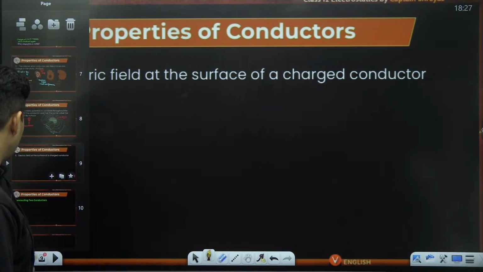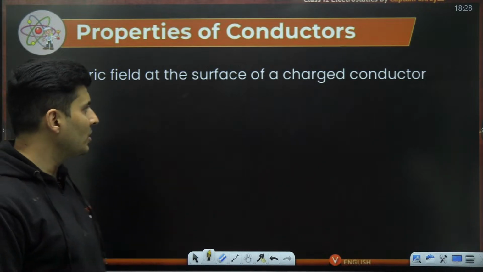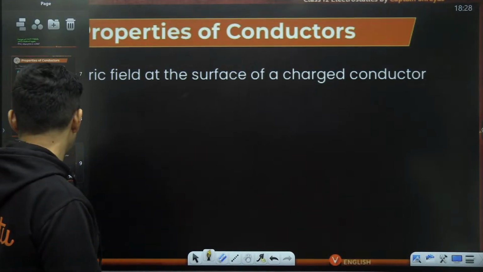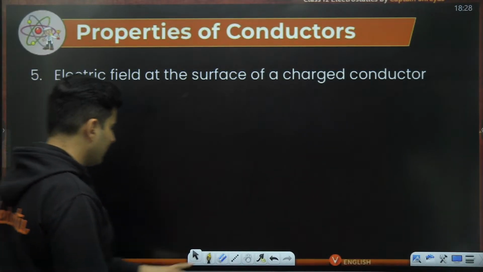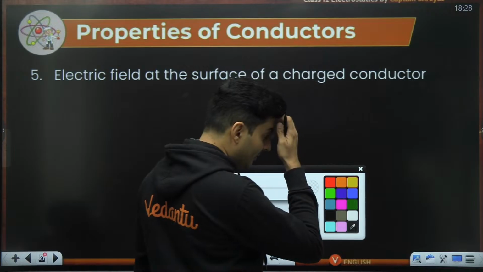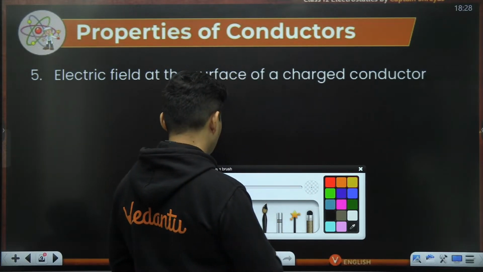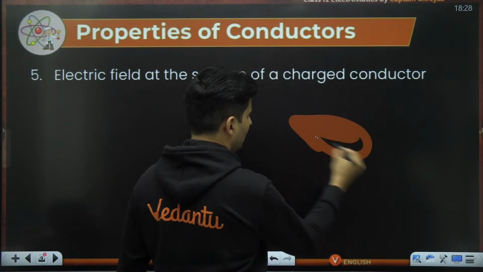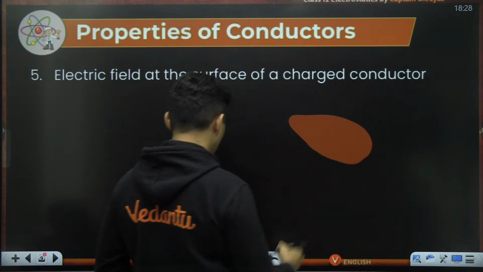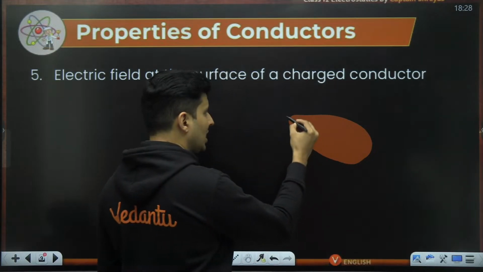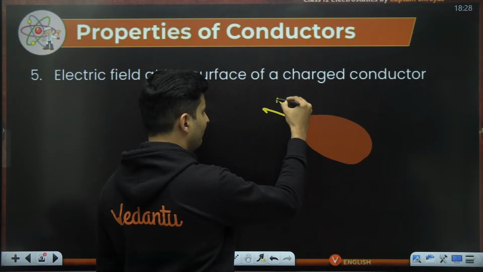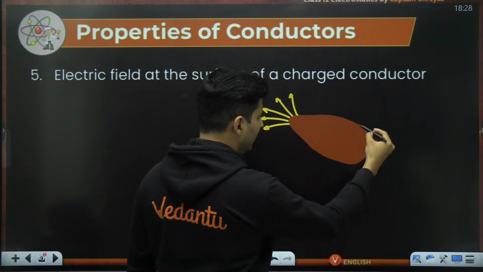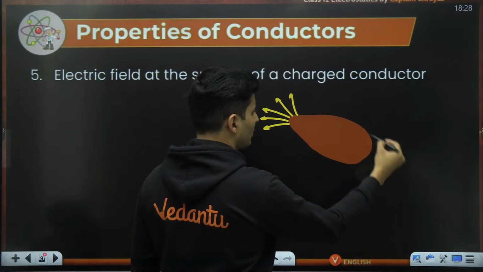Okay, moving on. Next one, electric field at the surface of a charged conductor. This is also very important. There are two main things related to that. And one thing is, observe, if you have a conductor which looks something like this, you will see the part where it is sharp, there you will have many electric field lines coming out of it. But the part which is blunt, well, maybe not so much.